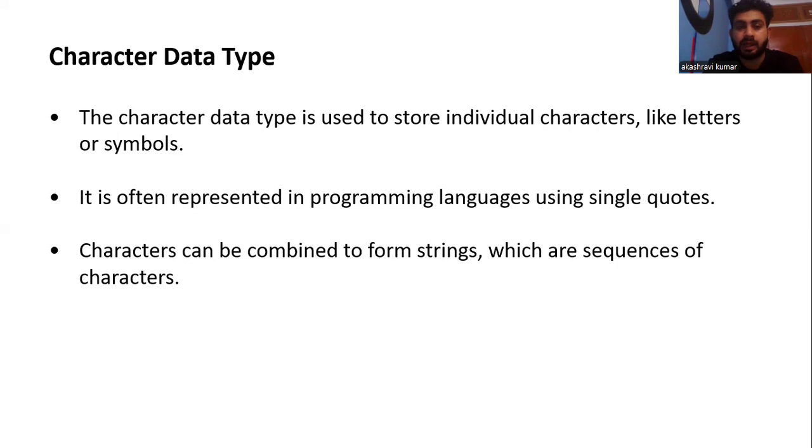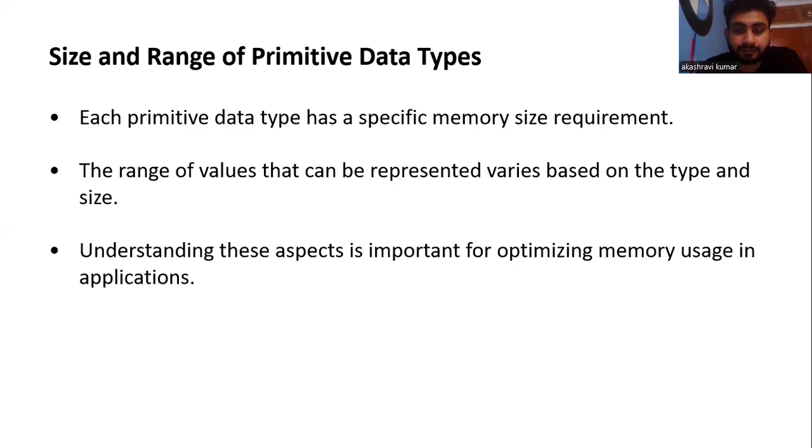Character data type. The character data type is used to store individual characters like symbols. It is often represented in programming languages using single quotes. Characters can be combined to form strings, which are sequences of characters.